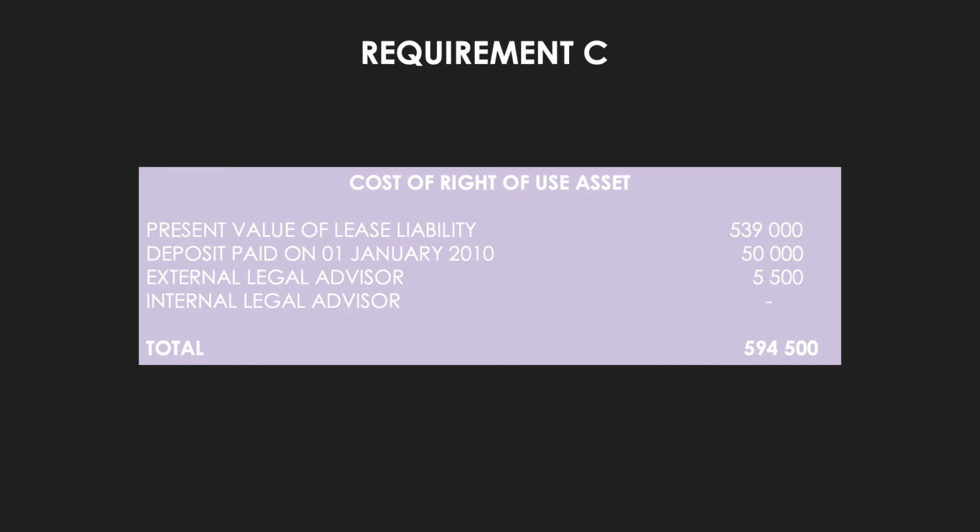And because of that, because it was not an extra expense that the company had to incur in order to come to an agreement with this lease, therefore we cannot add it as an initial direct cost. That then means that the total cost of the right-of-use asset is 594,500 Rand.